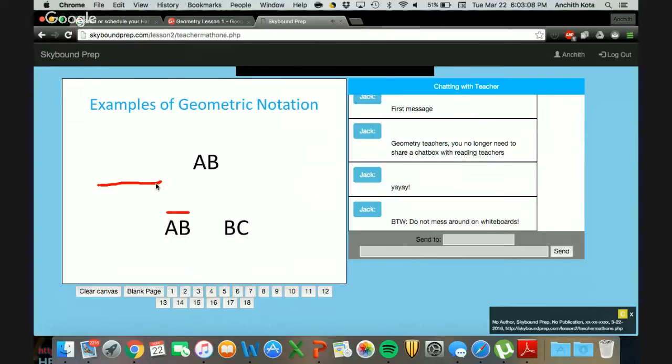Now, if you have a ray, so there's point A, here's point B, and it keeps going through point B forever in one direction, which is a ray. You would describe it as ray AB, and you draw the arrow whichever way it goes. So for example, if it was going in the other direction through point A, then you would switch A and B and go BA with an arrow.